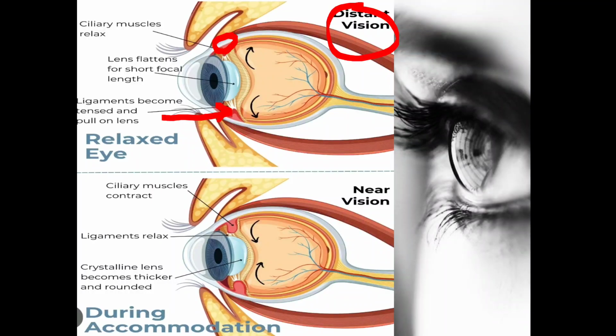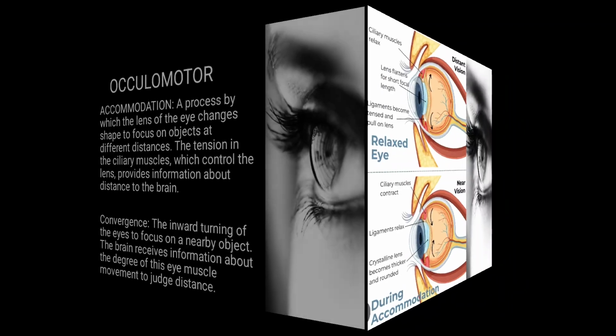Accommodation doesn't take place when the person is looking at the distance. Accommodation takes place when the person is looking at near vision. So while looking at near, the ciliary muscles contract, the zonular fibers get relaxed, and the crystalline lens becomes thicker and rounded. So these three changes take place in these three regions of our eye when our eye accommodates.